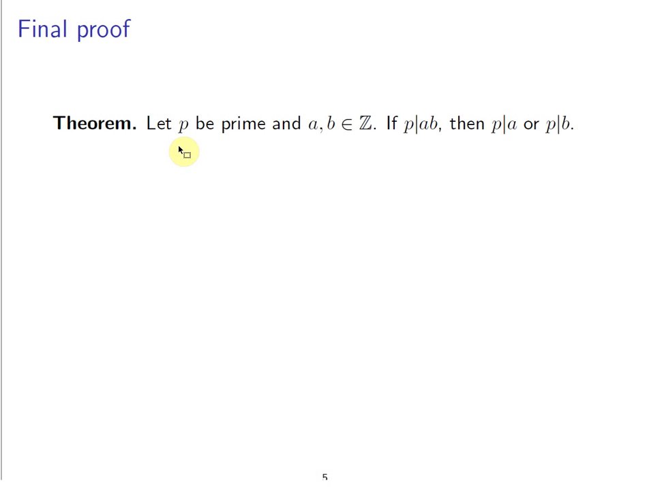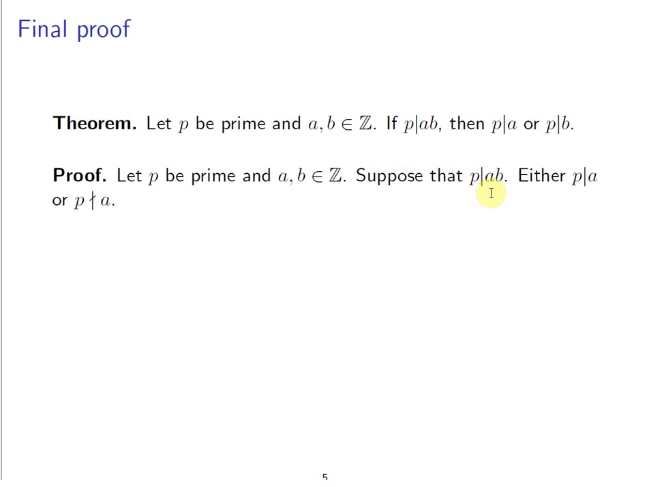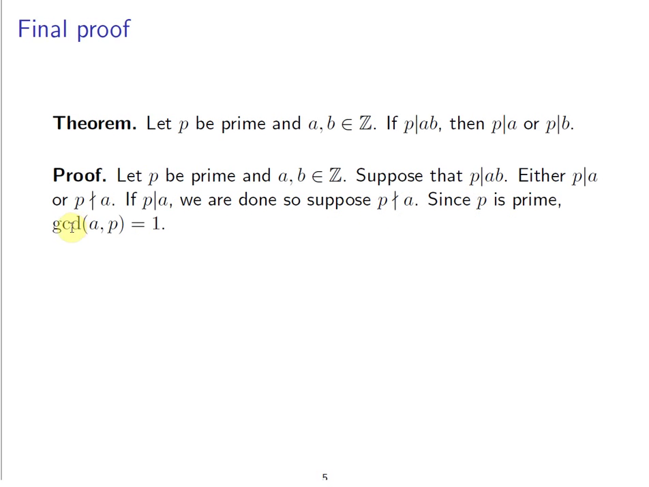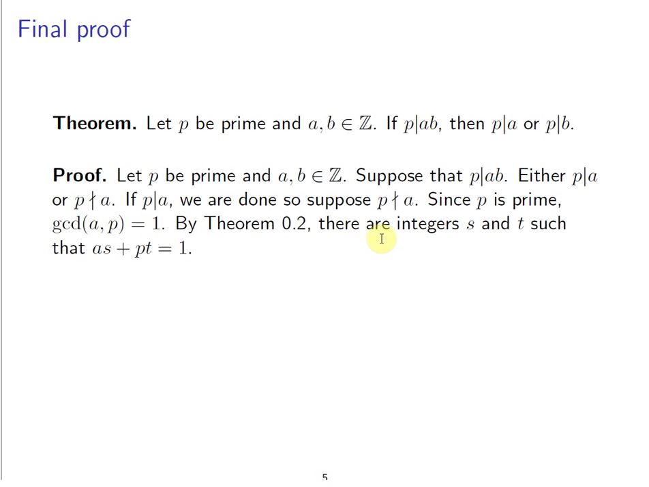Whether you're going to type a proof or hand write a proof, this is what a final proof looks like. Here's the statement of the theorem, and then we'll state this sentence basically as is. Suppose that P divides AB, either P divides A or P doesn't divide A. If P divides A, we are done, so suppose that P doesn't divide A. Since P is prime, the GCD of A and P is equal to 1. By theorem 0.2, there are integers S and T such that AS plus PT is equal to 1.